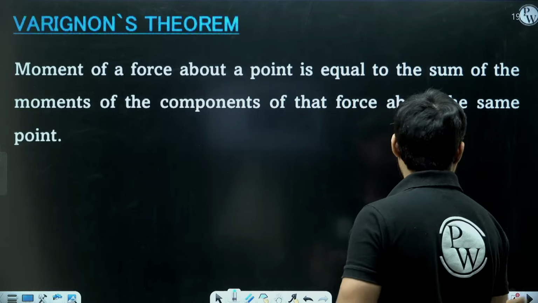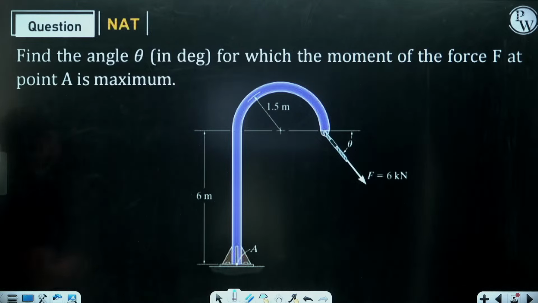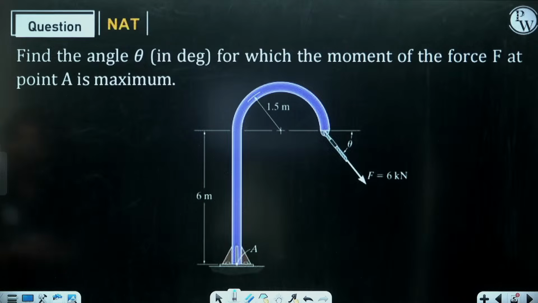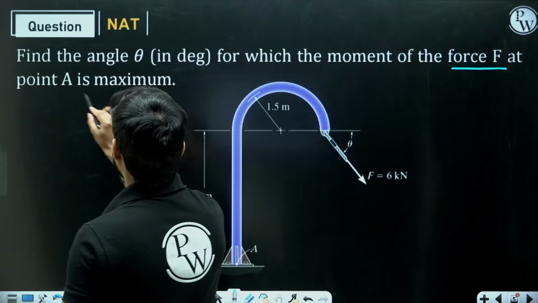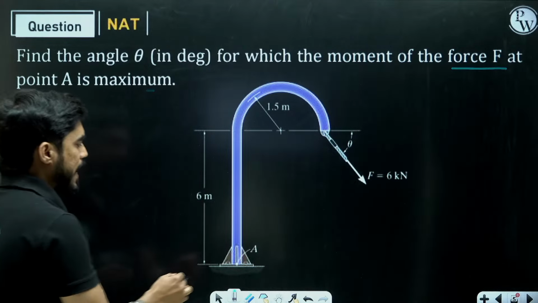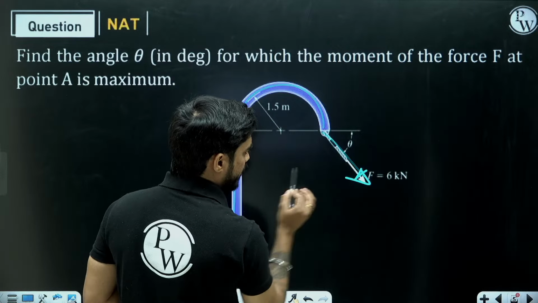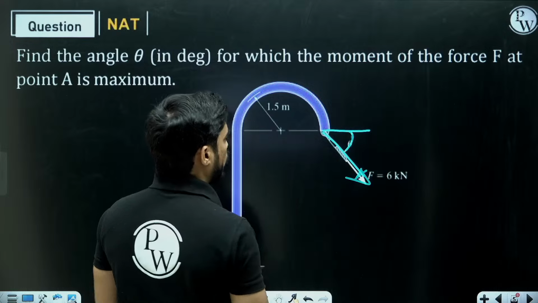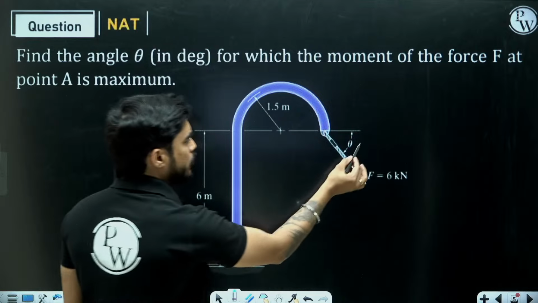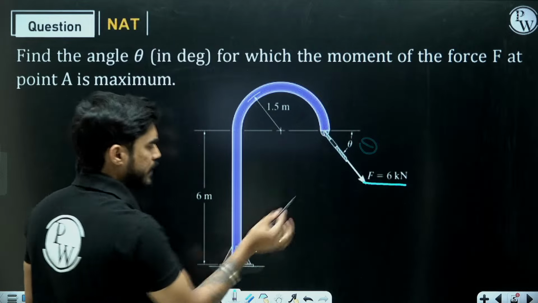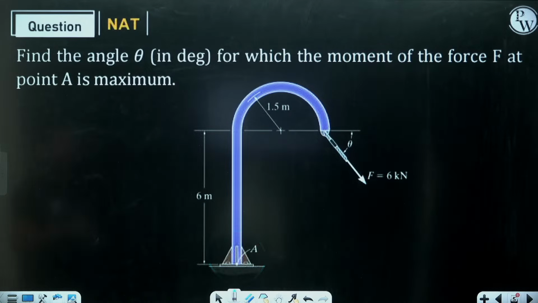And in the last lecture, I gave you an assignment to solve. Let's see what is the answer to this question. Find the angle theta in degrees for which the moment of the force F at point A is maximum. So we have a frame which is subjected to a force of 6 kilonewton acting at an angle theta from the horizontal axis, and we need to find at what value of theta the moment of this force at point A will be maximum. Now how are we going to solve this problem?